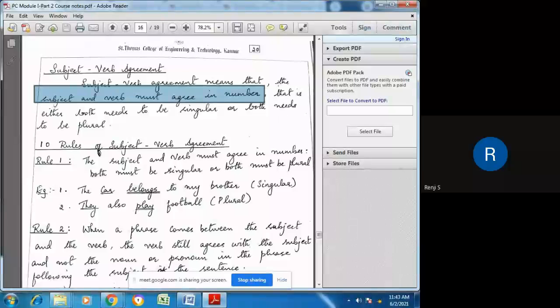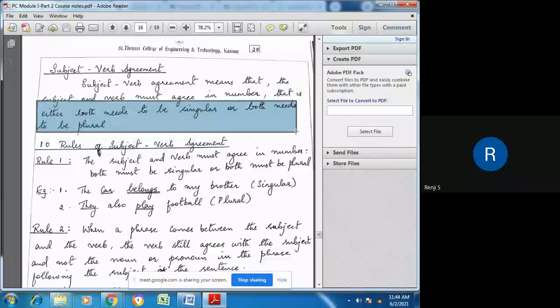Here I have stated it: either both need to be singular or both need to be plural. So if you are going to build your own sentence, just follow this rule: the subject and verb should agree in number. If the subject is singular, the verb must be singular, and if the subject is plural, the verb must be plural. That is called subject-verb agreement.